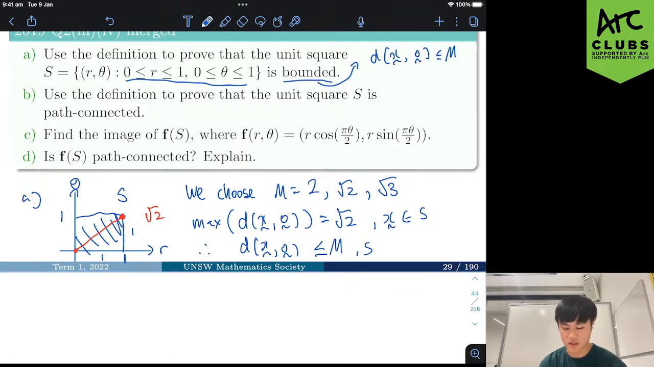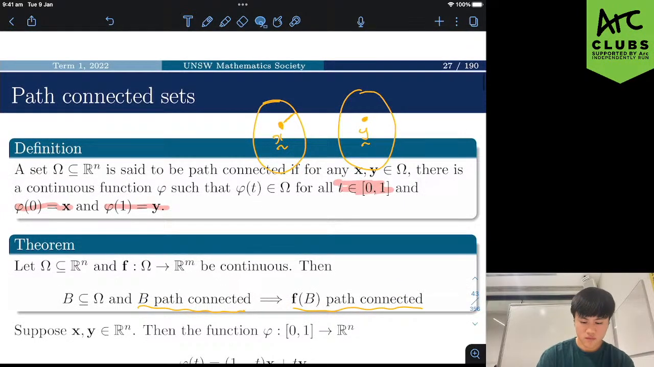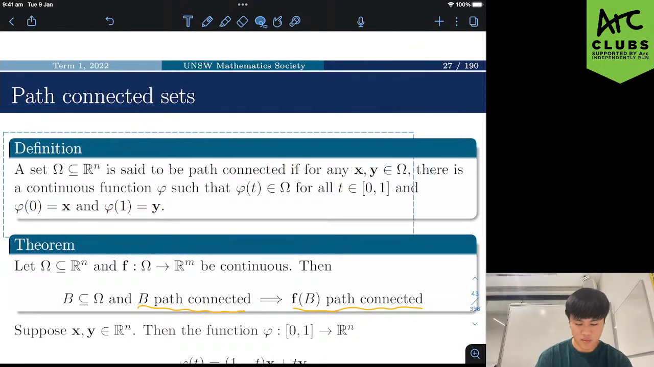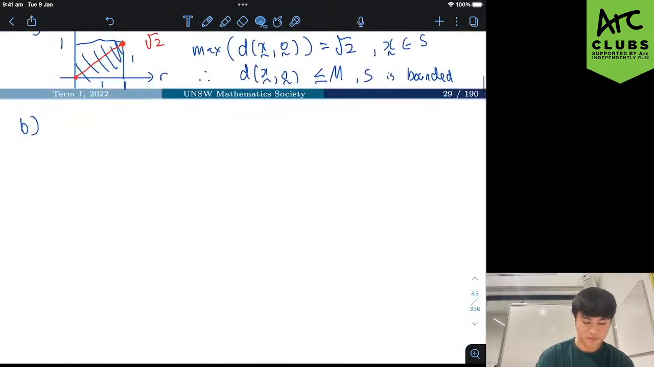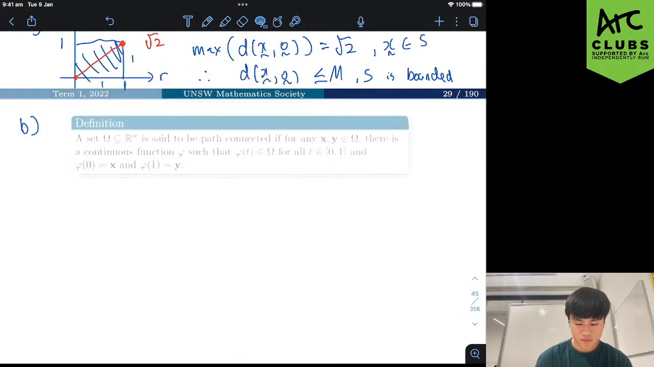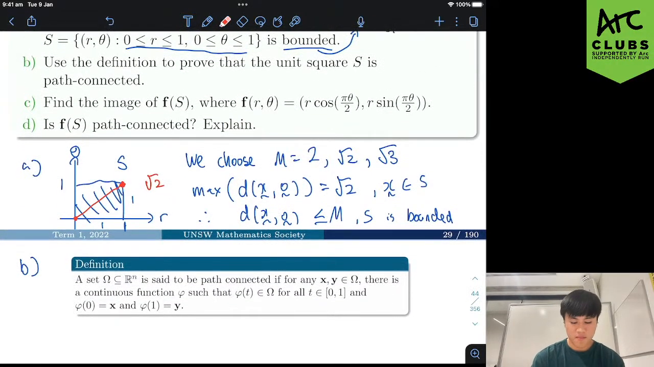And we see S is bounded. Alright, let's look at part B now. Part B is: use the definition to prove that the unit square is path connected. If we think back to the definition, let's copy all this across. If we can make a continuous function that goes from x to y, and all of it is inside omega, then the set omega is path connected.